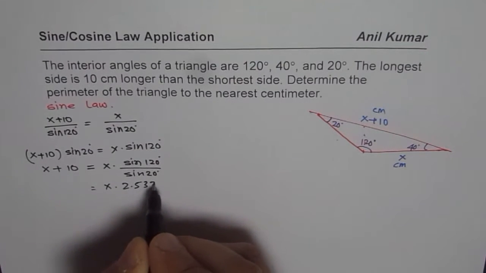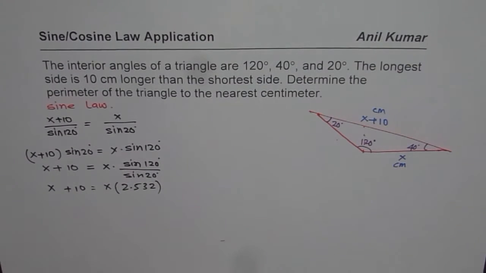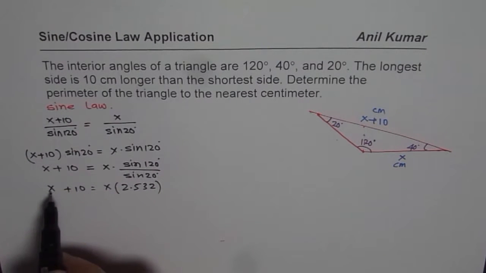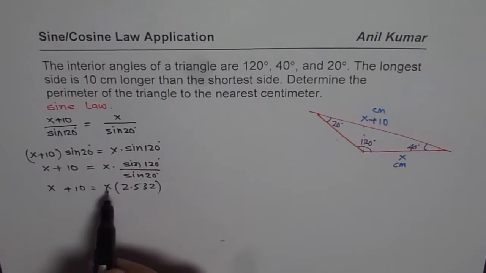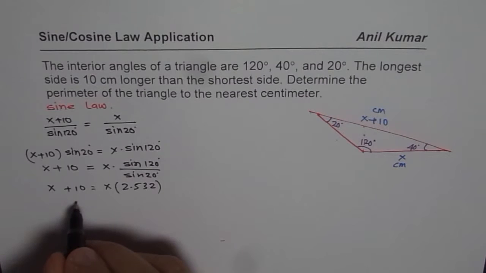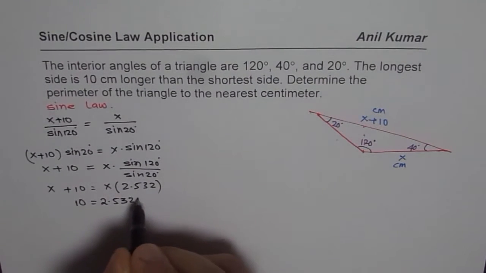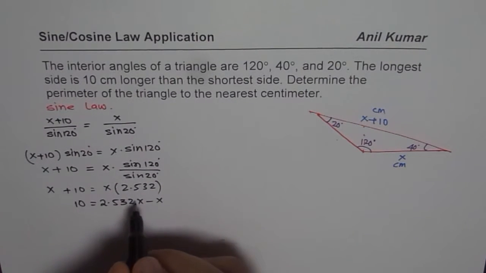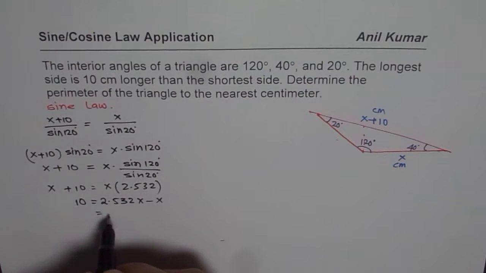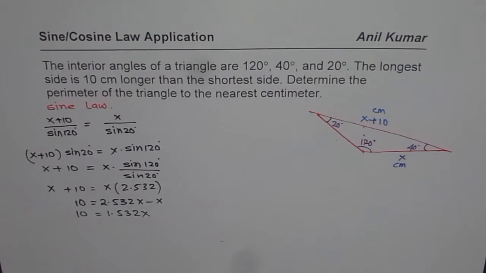So this is what we get, and we have x plus 10 here. Now to find x, we can take this x to the right side and then find what x is. So we have 10 equals 2.532x minus x. So we get 1.532x equals 10. So from here we can find what x is.